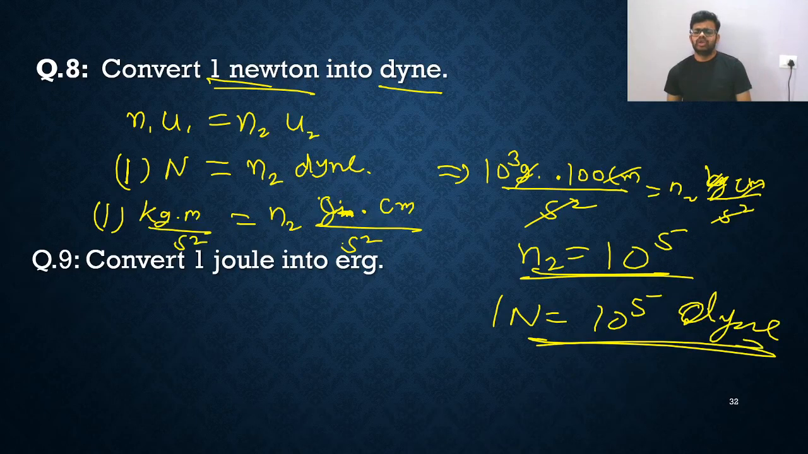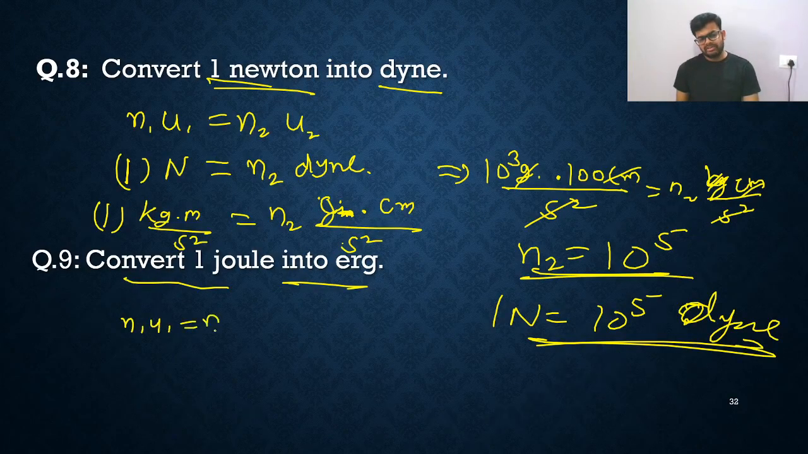That's all. So all of you got it, right? How to convert it. Next, convert 1 joule into erg. So I will say N1 U1 is equal to N2 U2. So 1 joule is equal to N2 erg. Joule can be written like this: kg meter square per second square.